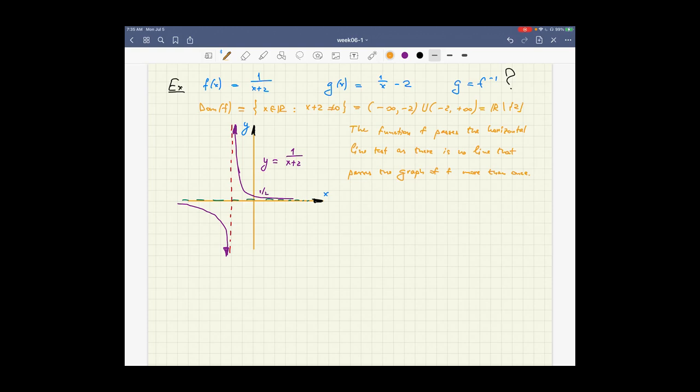The function f passes the horizontal line test, as there is no line that intersects the graph of f more than once. What about the image of f, by the way?